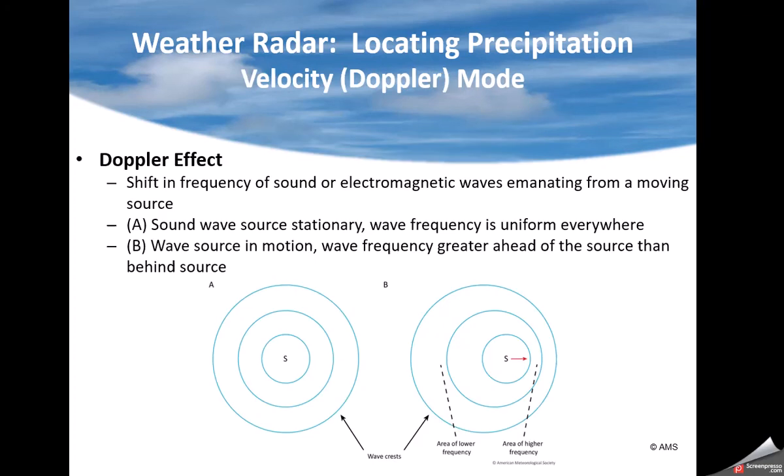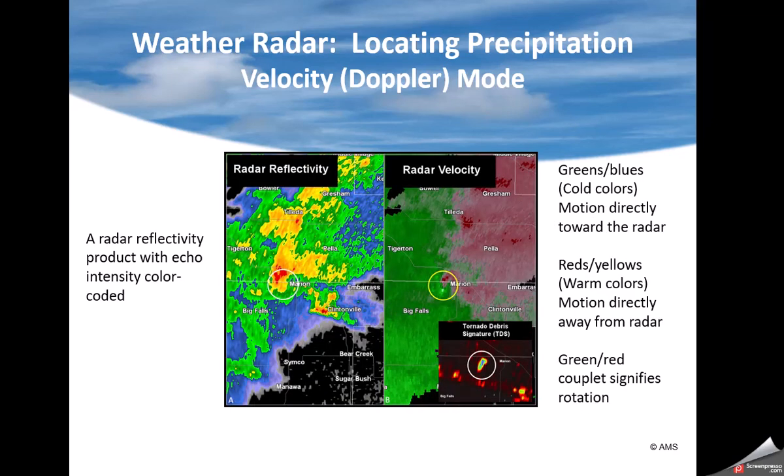So Doppler effect is just a shift in frequency that occurs with the radio waves that we send out. And here you can see reflectivity mode shows very intense precipitation. The redder the precipitation, the hotter the color, the more intense the precipitation.